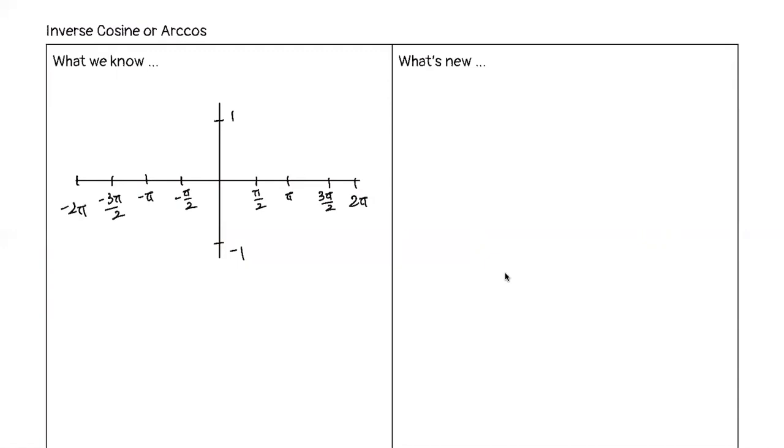And the graph of cosine looks like this. 1, 0, -1, 0, 1. And because cosine's even, it's going to be symmetric about the y-axis. And so we end up with a wave like we did with the other.